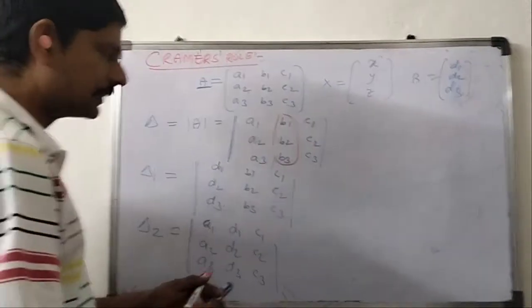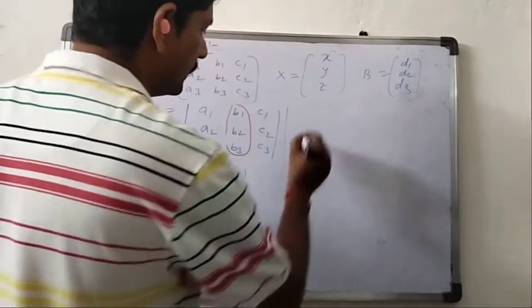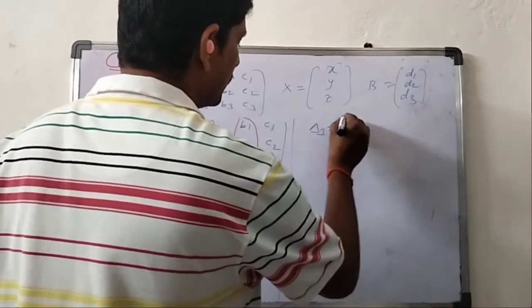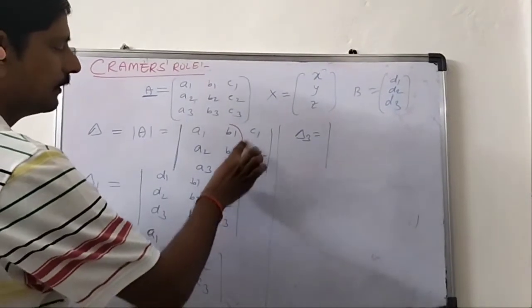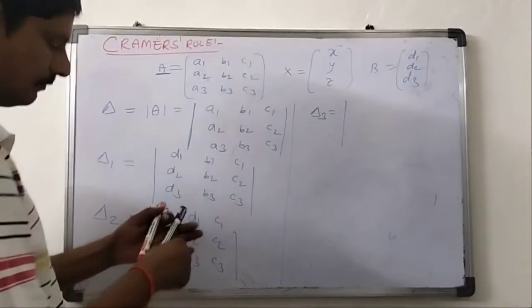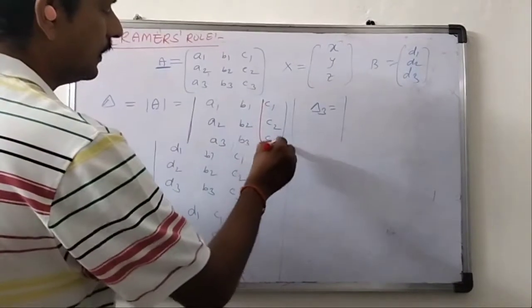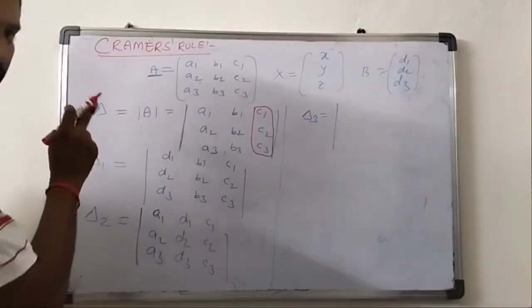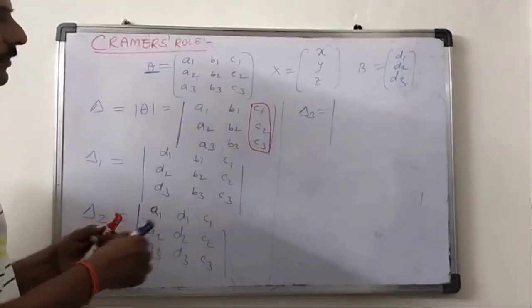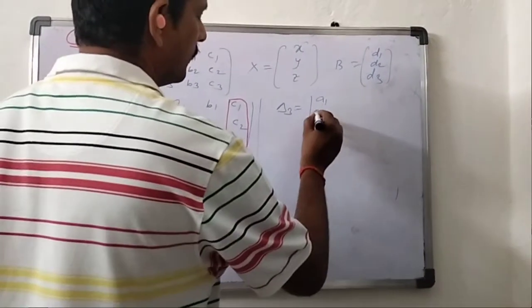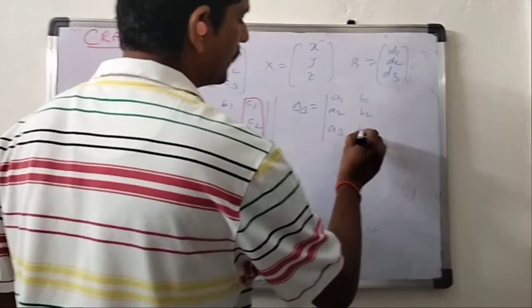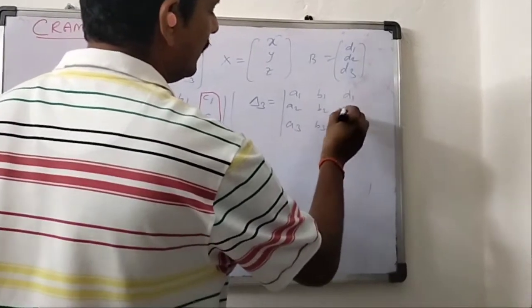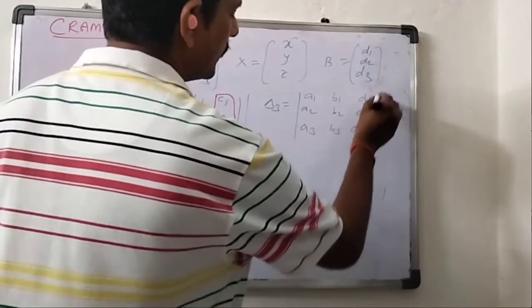Okay, and delta 3. Delta 3 is nothing but replacing the third column in A, or delta, with d1, d2, d3. I think you understand. A1, A2, A3, B1, B2, B3, D1, D2, D3, replacing the third column.